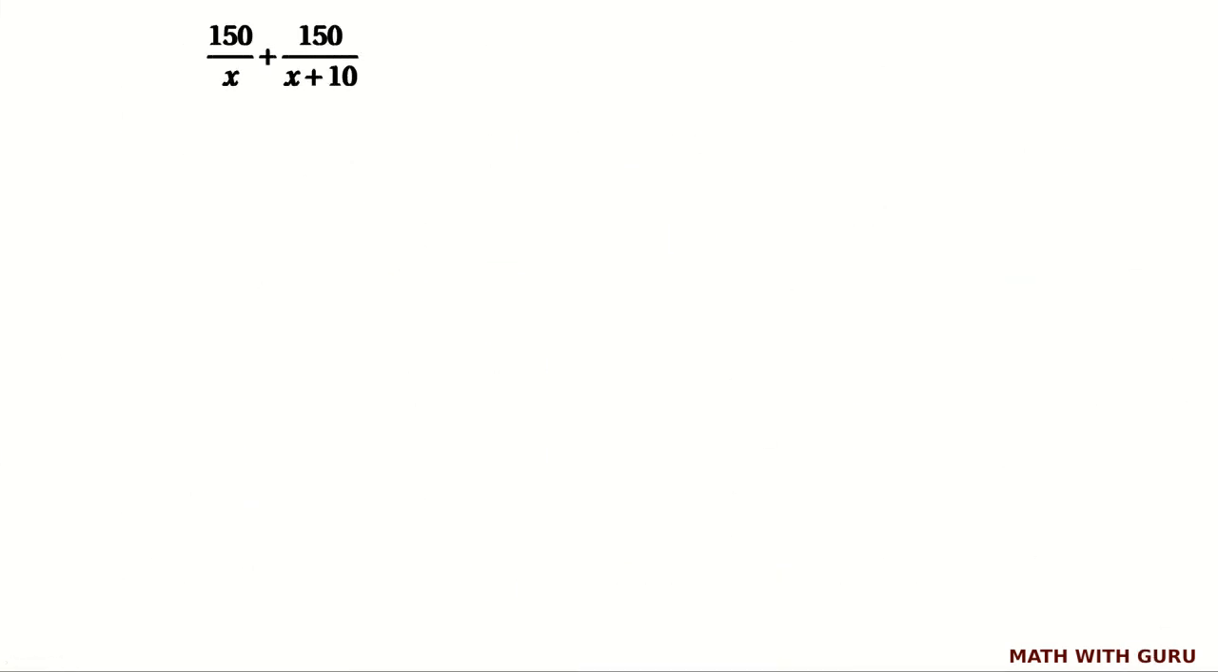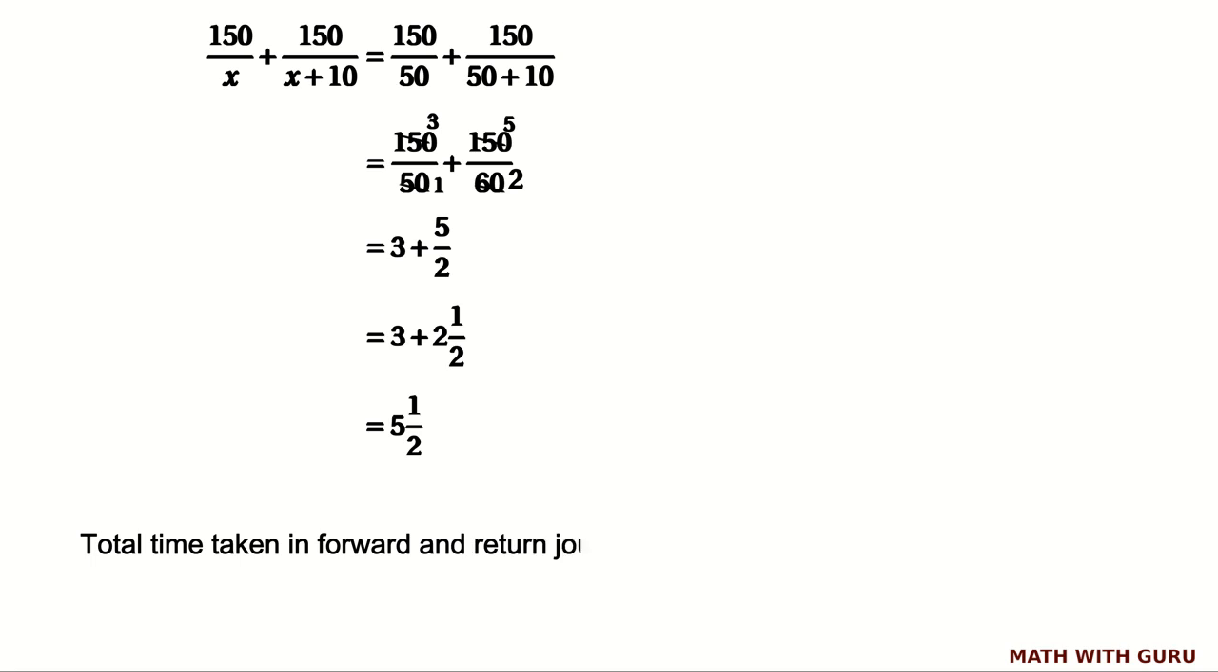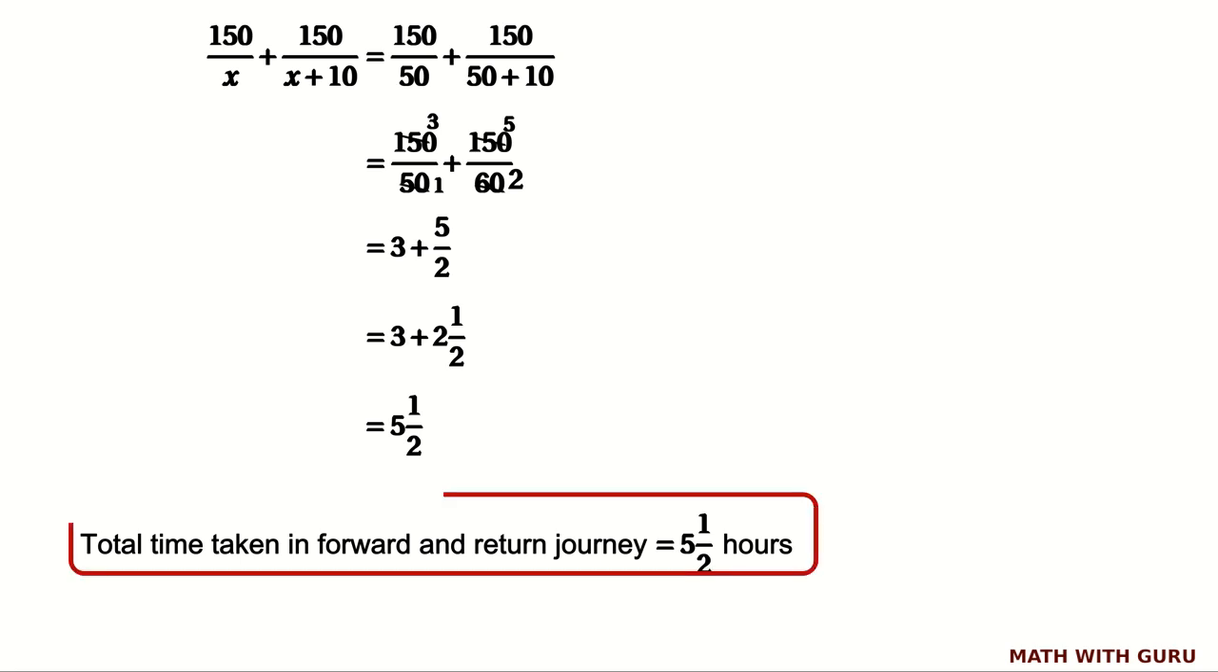150 divided by x plus 150 divided by x plus 10 equals 150 over 50 plus 150 over 60. 50 threes are 150, 60 twos are 120... this is equal to 3 plus 5 by 2, which is 3 plus 2 and a half. This is equal to 5 and a half. Total time taken in forward and return journey equals 5 and a half hours.